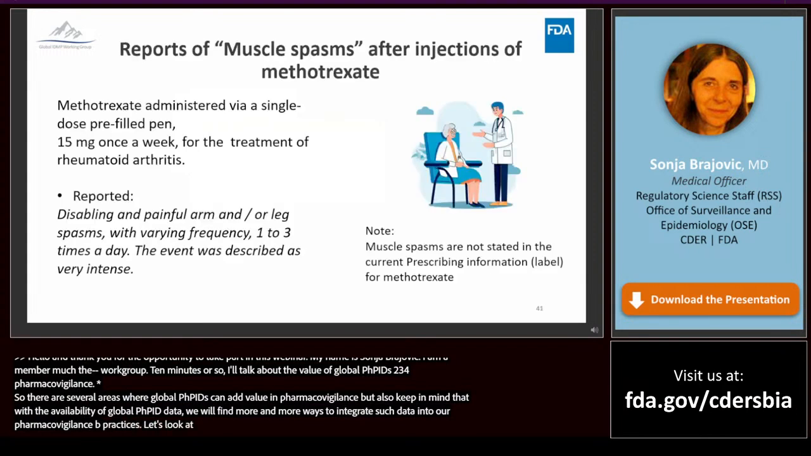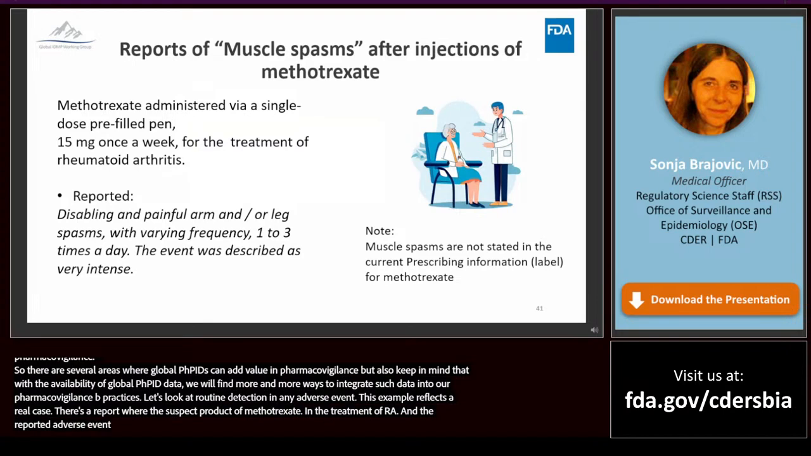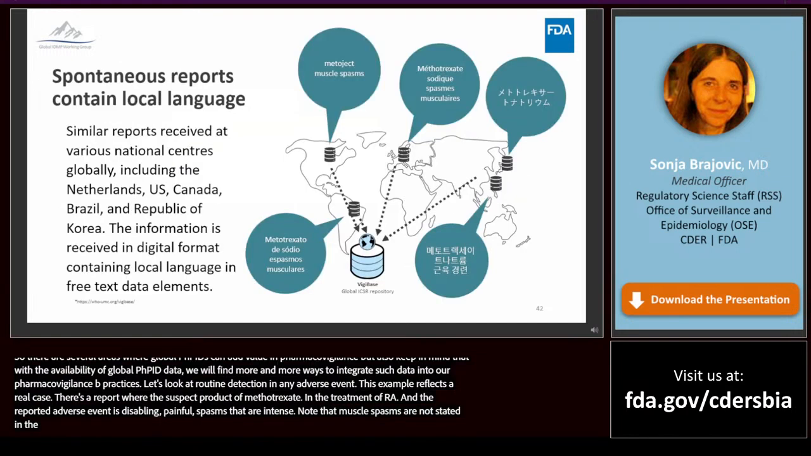So this example reflects a real case. There is a report where the suspect product is methotrexate that's administered 15 milligrams weekly in the treatment of rheumatoid arthritis. And the reported adverse event is disabling, painful extremity spasms 1 to 3 times a day that are very intense. Now just note that muscle spasms are not stated in the current label for methotrexate.